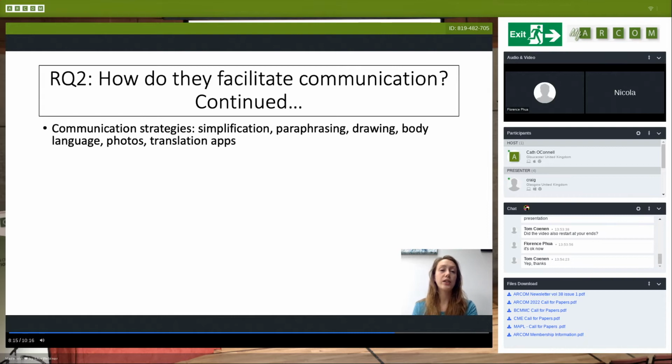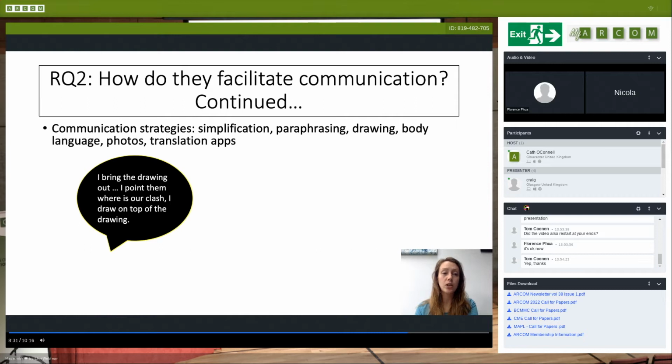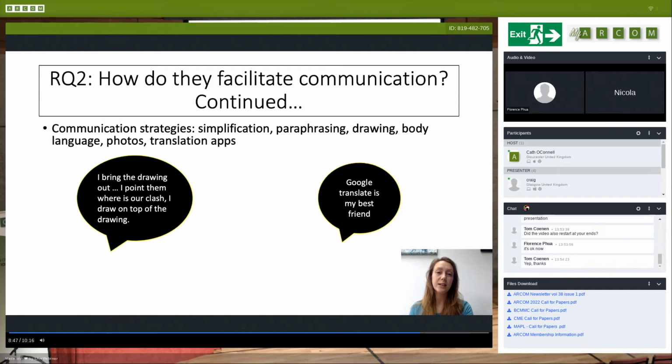So communication strategies used by many included simplification of the message, paraphrasing, drawing, using body language and gesture, photos, and translation apps. About the drawing, one worker said, "I bring the drawing out. I point them where is our clash. I draw on top of the drawing." So it's the act of drawing, not only using drawings themselves. And the importance of translation technology was demonstrated in this quote, "Google Translate is my best friend."